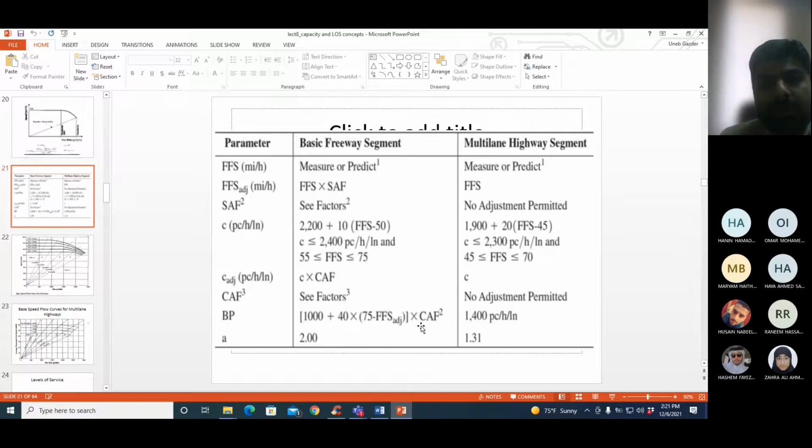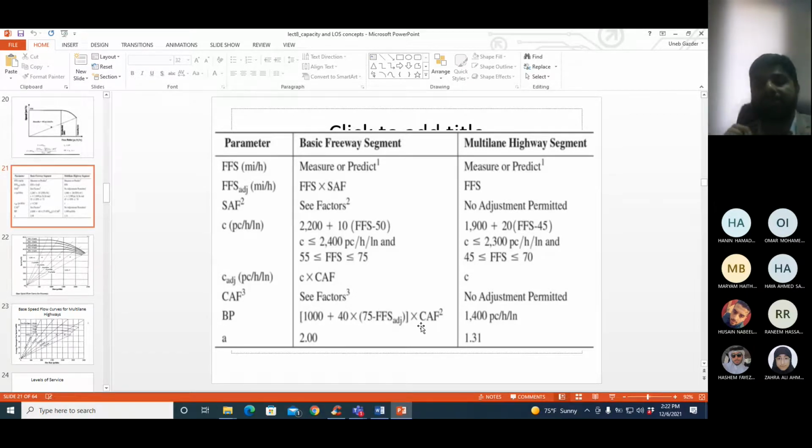Did they mention any special thing about weather? No. So I will assume weather is as per base or ideal condition, no adjustment required. Did they mention any incident? No. So I will assume no incident happened on the highway. Did they mention any work zone? No. So I will assume there is no work zone on the highway. Did they mention anything about driver population? No. So I will assume all drivers are familiar.